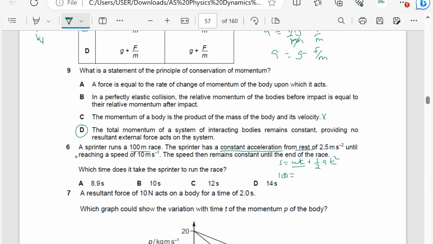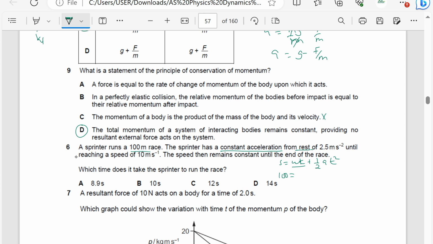The sprinter runs a 100-meter race. The sprinter has a constant acceleration from rest of 2.5 meters per second squared until reaching a speed of 10 meters per second.